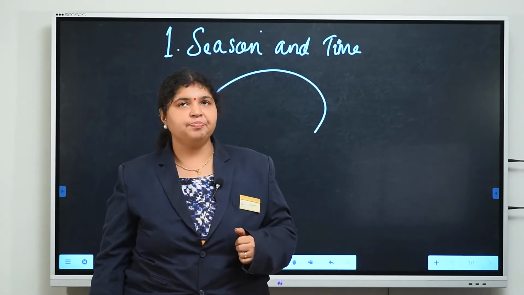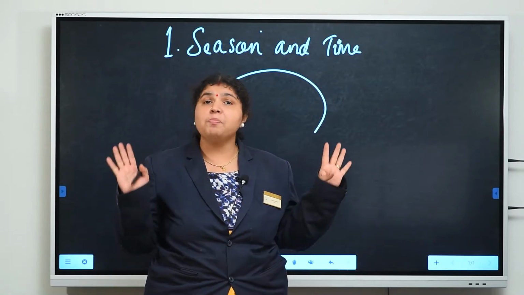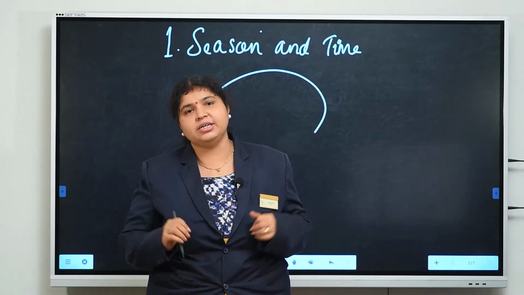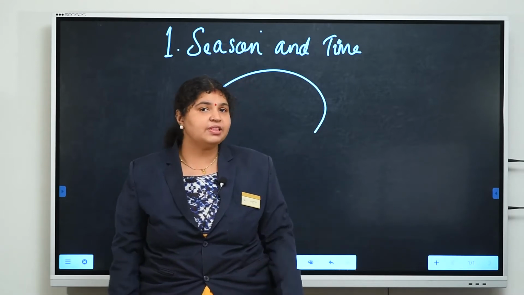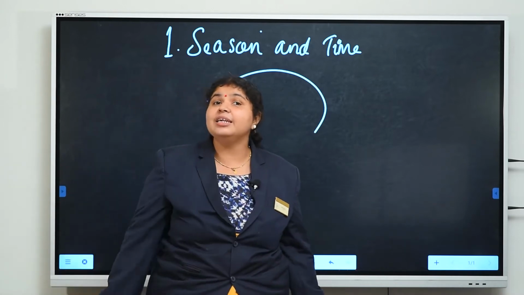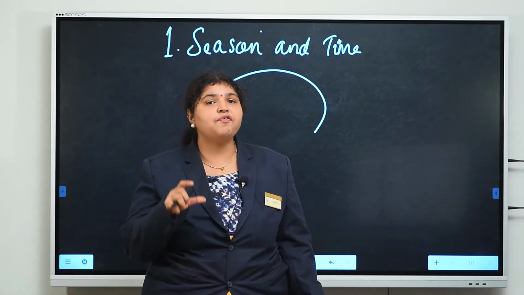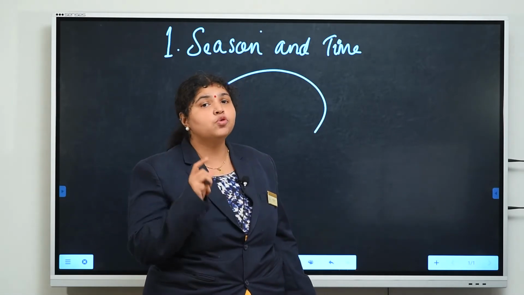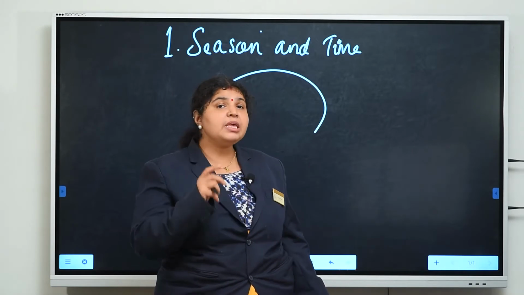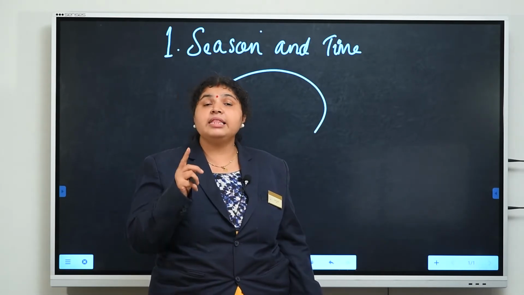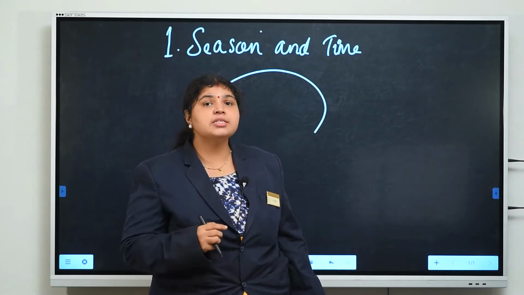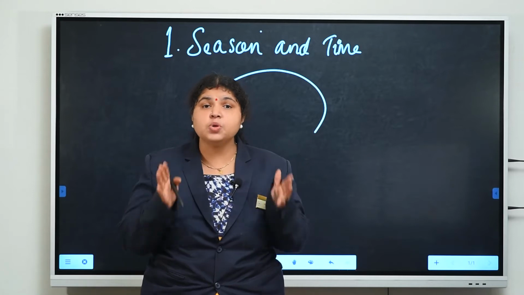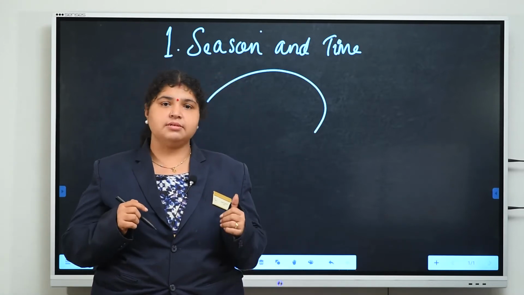So let's begin. We know that there are four main seasons: summer, winter, spring and autumn. We all are familiar with these seasons. What is the speciality of summer? It is the time of extreme heat. Winter is the time of extreme cold. Spring and autumn are the two transitional seasons. So in this lesson we are going to learn more about the seasons.